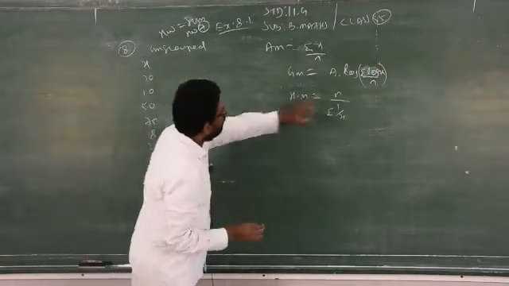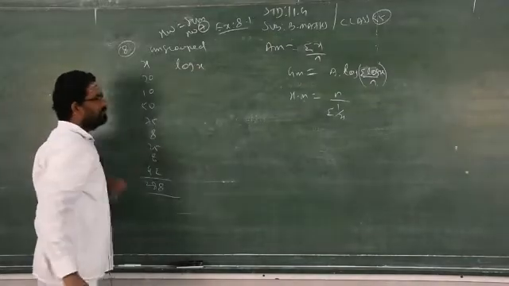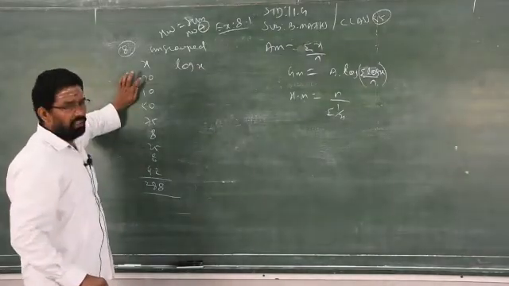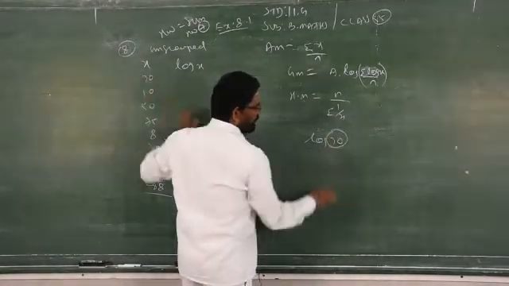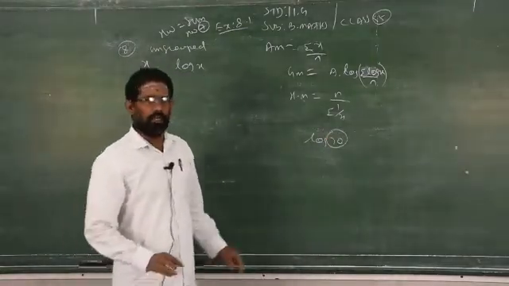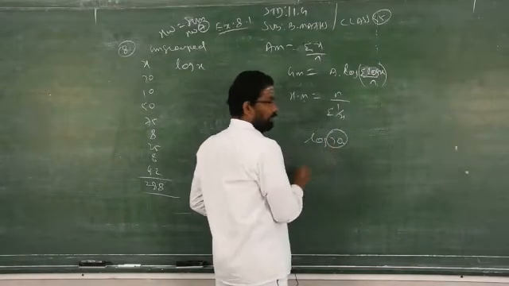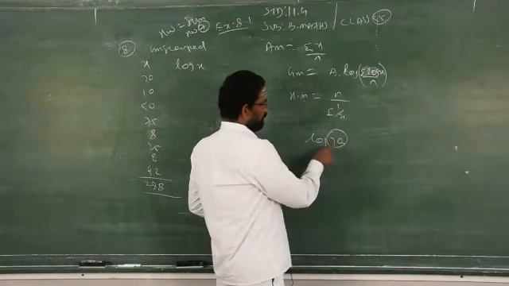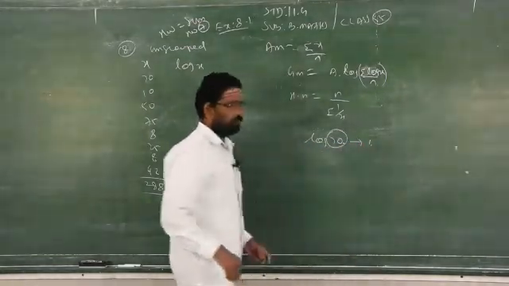So I need now log x, which means you have to find log 70. How do you find log 70? What is the integral part? How many digits are in the integral part? 2 digits. If there is no decimal, you have to put a point after the number. So now the integral part is 2 digits. Number of digits minus 1 is the characteristic, 1 point.